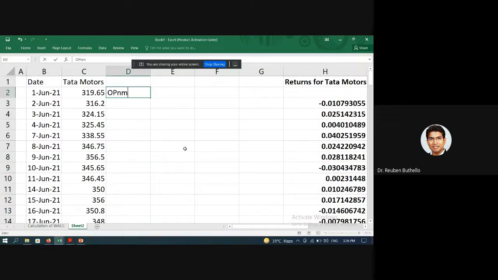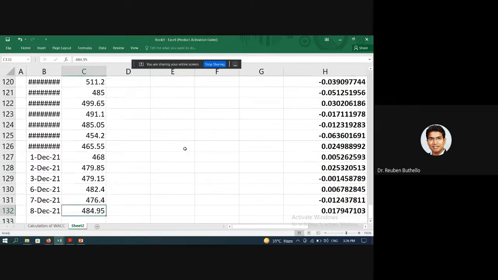So on day one, the stock price was 319. On the last day, it was how much? Let us see, 484. Can you see the stock price right down at the bottom? On 8th of December.